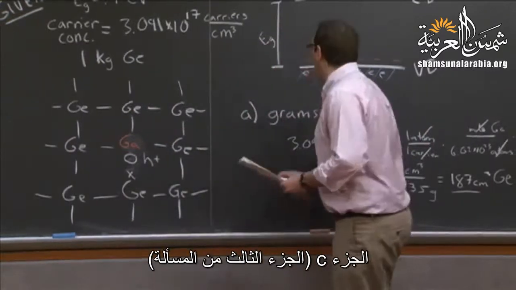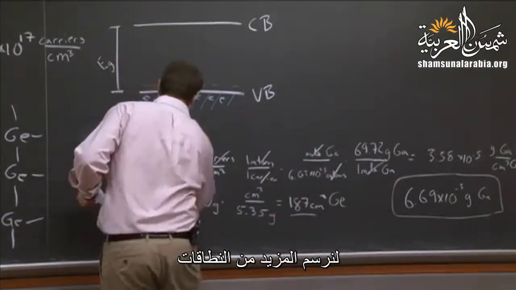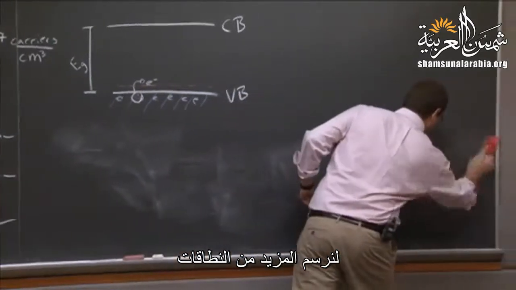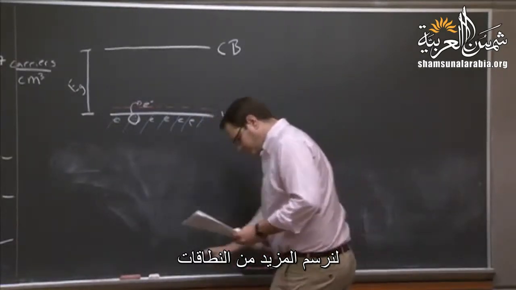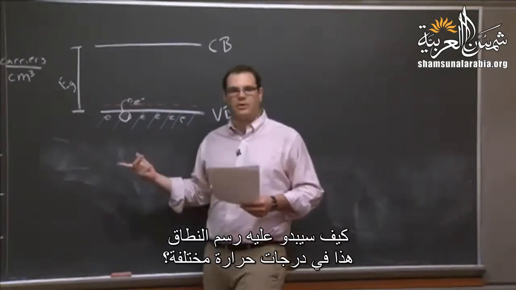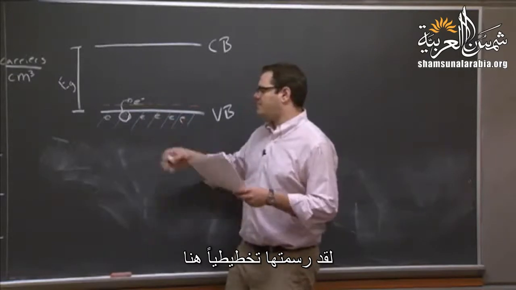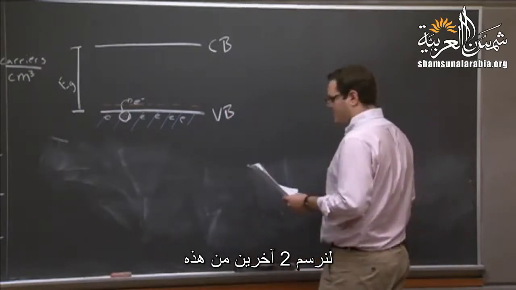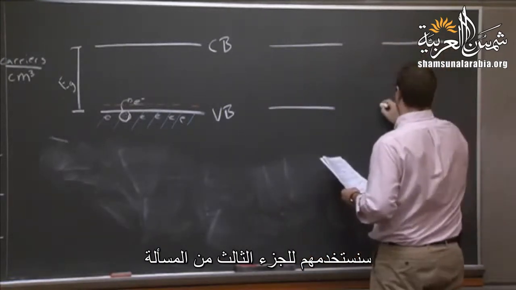Part C, I'm just going to erase some of this stuff here. We're going to draw a couple more of these band diagrams. So basically what we're asked to do now is to think about what this band diagram looks like at different temperatures, because it actually looks slightly different. I've drawn it here just schematically, but let's actually think about what it looks like in real life. So let's do two more of these, and we'll use that one as well for part C.